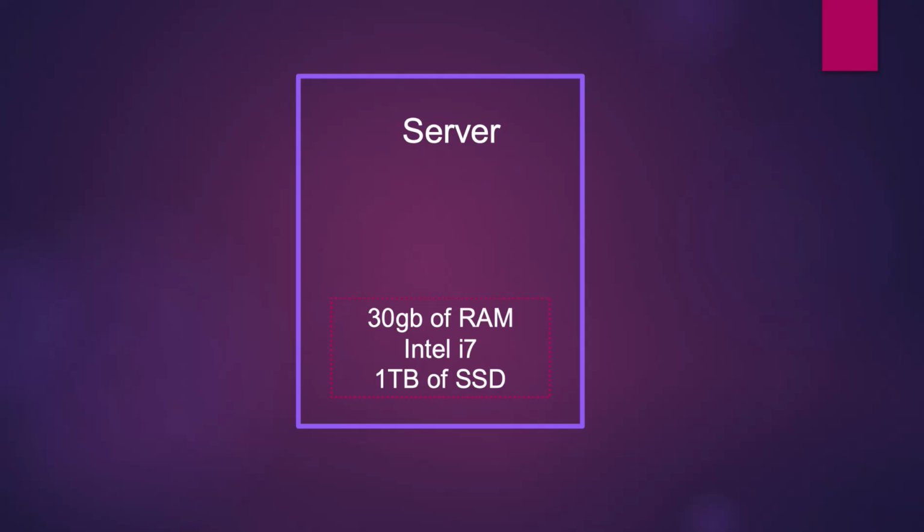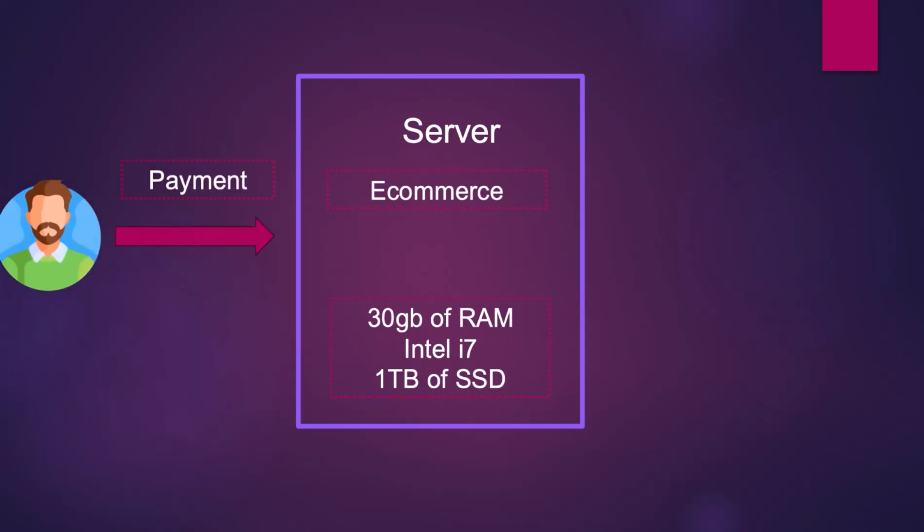So let's say we have a server of 30 gig RAM and 1 terabyte of SSD. This is just a random figure that I'm using. Now, an e-commerce application is deployed on this server for the public to use. Then there was an update. A feature was created by a developer. Let's say the payment feature of the e-commerce has been developed and pushed to production.